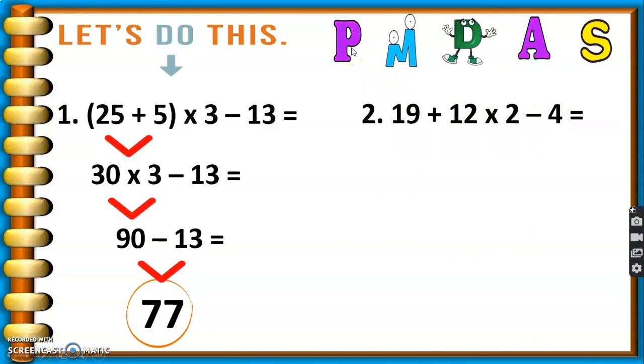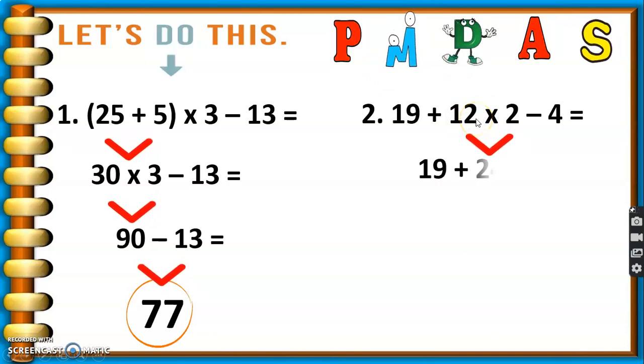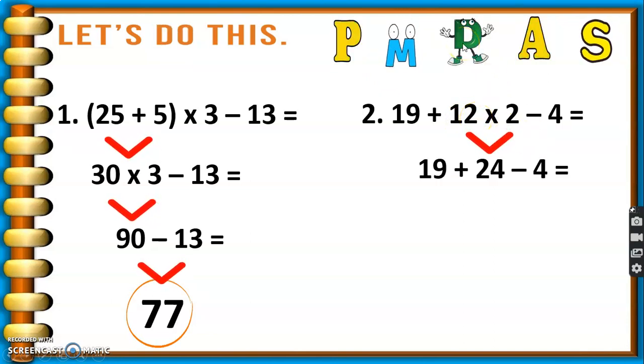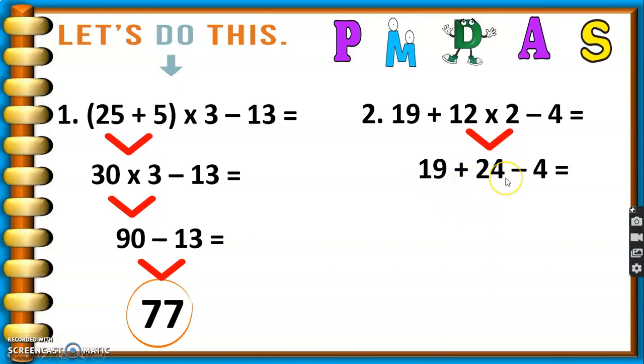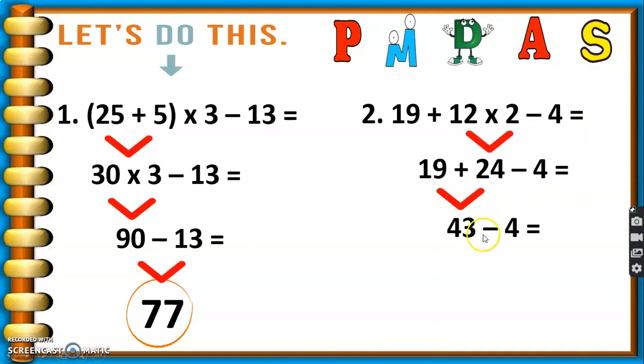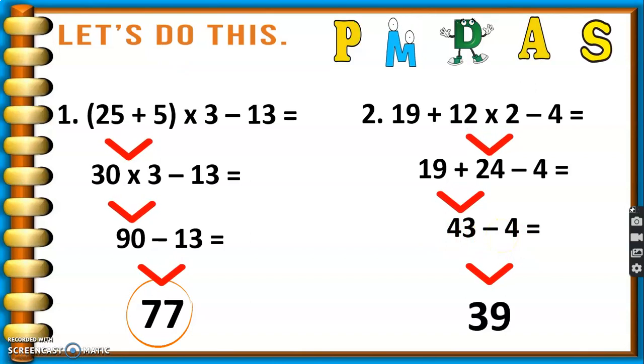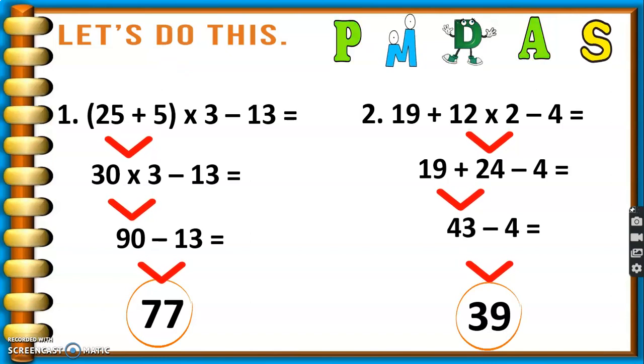Next, number 2, we have 19 plus 12 times 2 minus 4. P, there is no parenthesis. M, multiply: 12 times 2 is equal to 24. D, there is no division. A, addition: 19 plus 24 is equal to 43. Then lastly S for subtraction: 43 minus 4 is equal to 39. Therefore, number 2, the answer is 39.